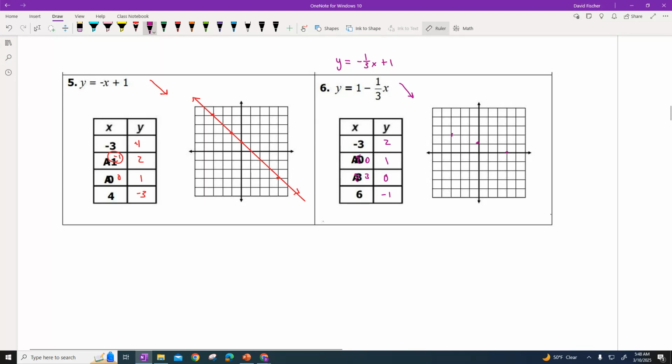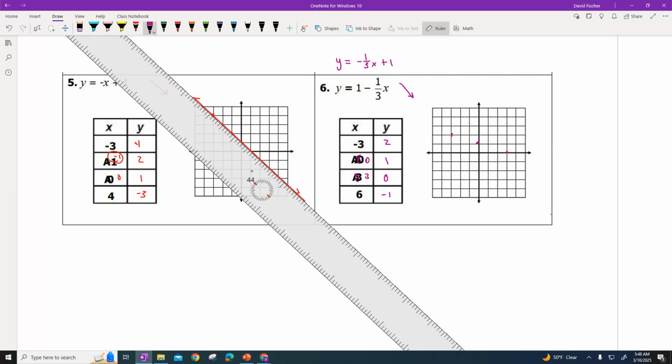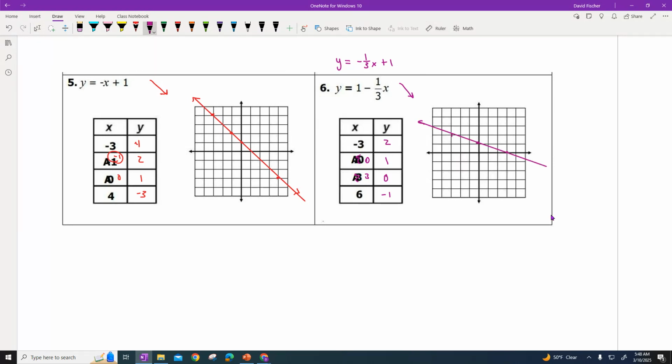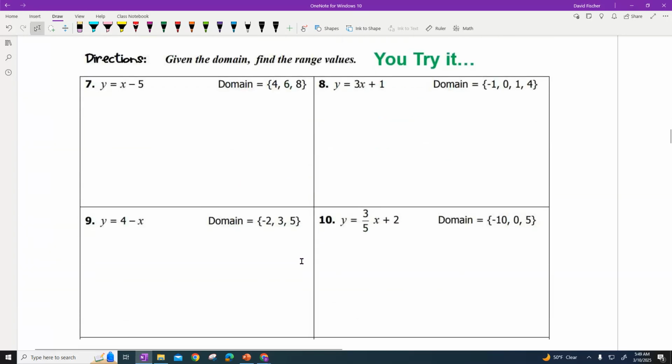Can't do 6 because it's not on the graph, but at least I have 3 points that I can do my line. All the way across, arrows on both ends. Okay? Alright, we're going to start letting you do some of these guys. Oh yeah, now we have domain and range.